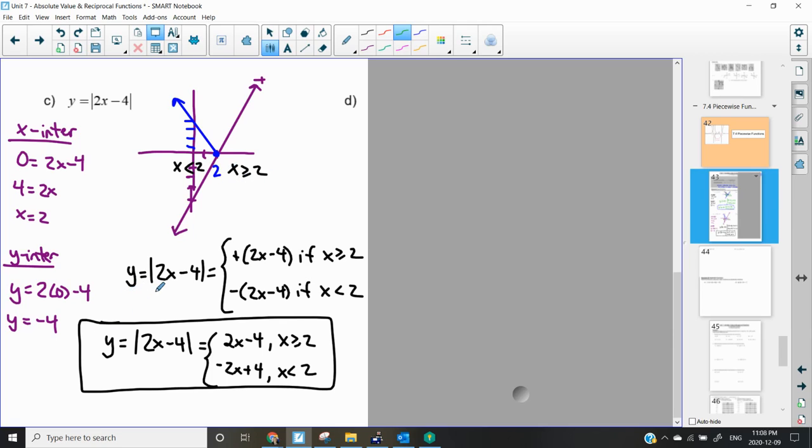So starting out, we've got y equals the absolute value of 2x minus 4. The positive part of the function happens when x is greater than or equal to 2. The negative part of the function happens when x is less than 2. So again, we just simplify by multiplying that negative through. So we have y equals the absolute value of 2x minus 4. This piecewise function is represented as 2x minus 4 when x is greater than or equal to 2, and negative 2x plus 4 when x is less than 2.